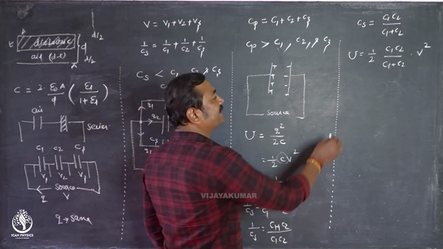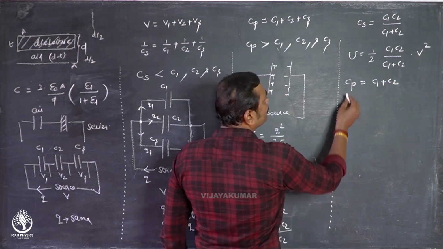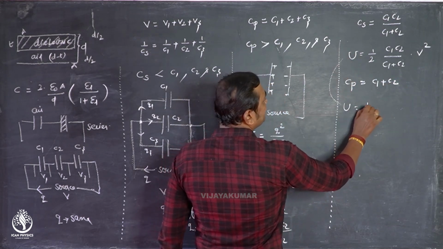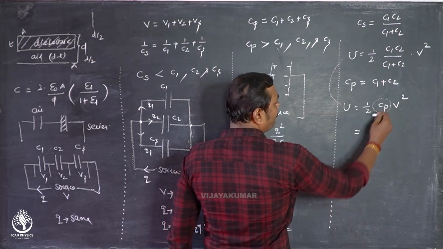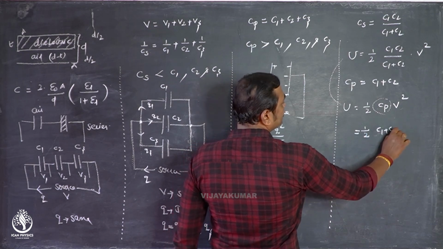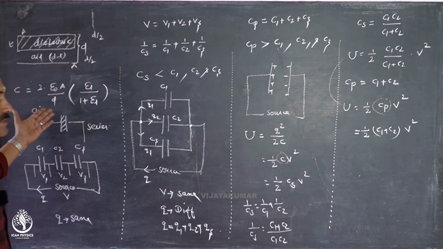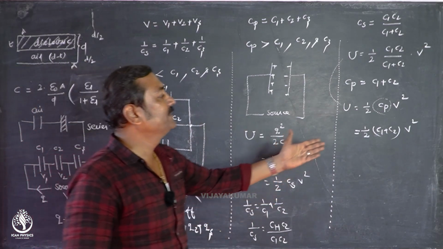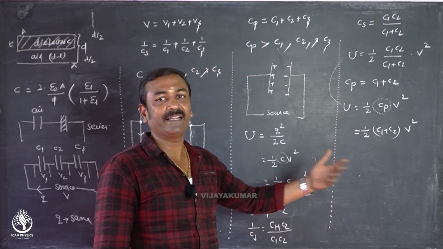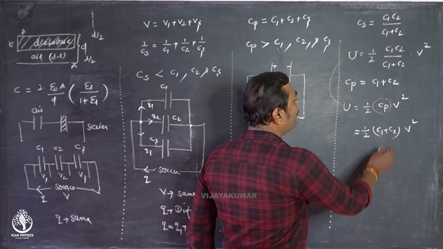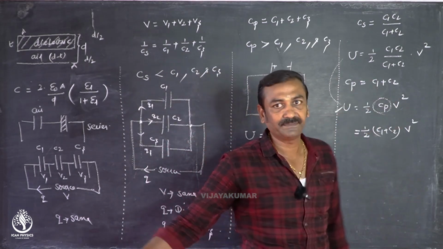Now when the capacitors are connected in parallel, Cp equals C1 plus C2. So how can we find the energy? Energy equals half into Cp into V squared. Instead of Cp, we can write C1 plus C2 into V squared. Similarly, we can write epsilon 0 A by D into V squared, or epsilon 0 A by D minus T plus T by epsilon R into V squared. Like that, we can substitute for capacitors and then calculate the value of energy. Okay.